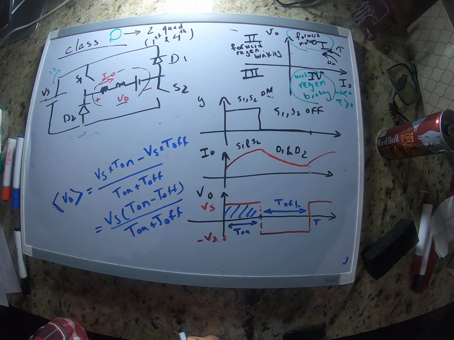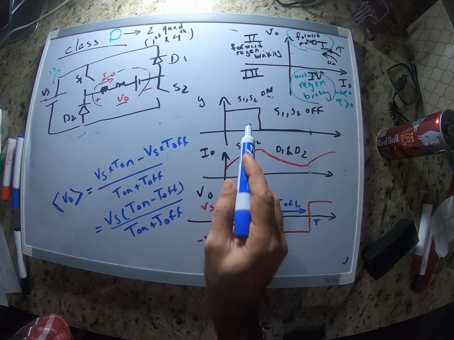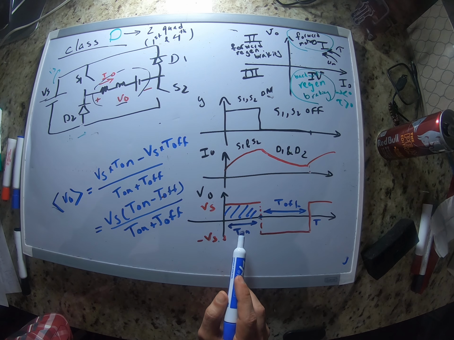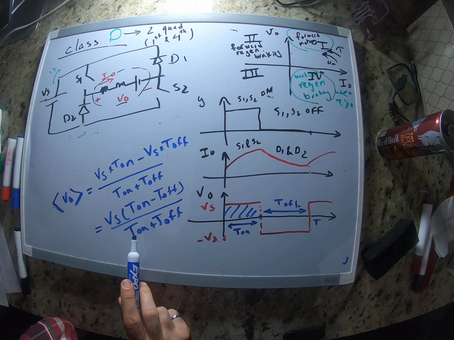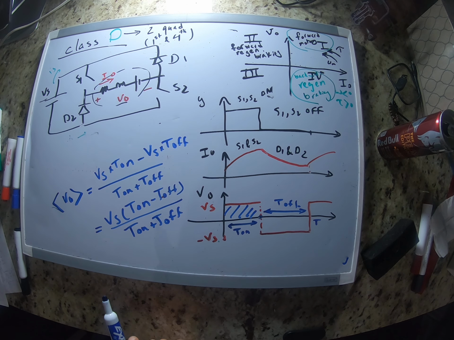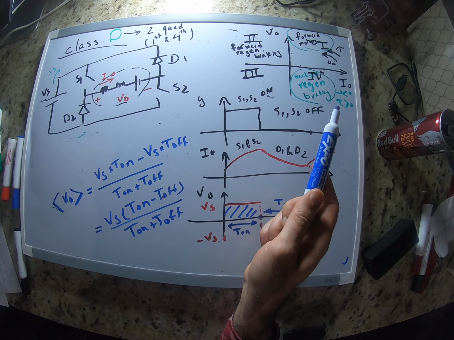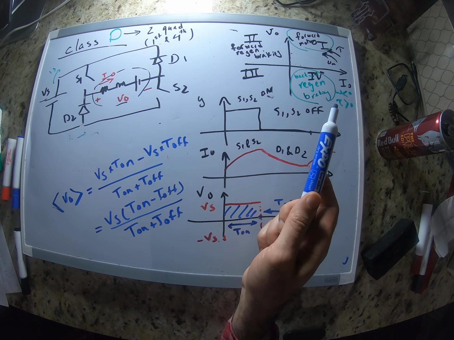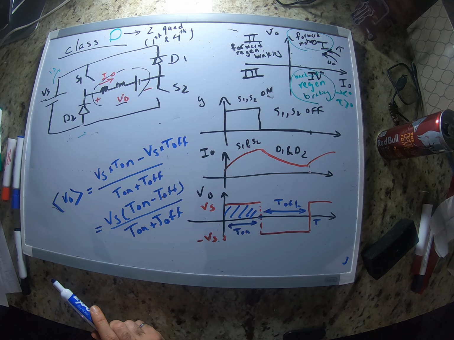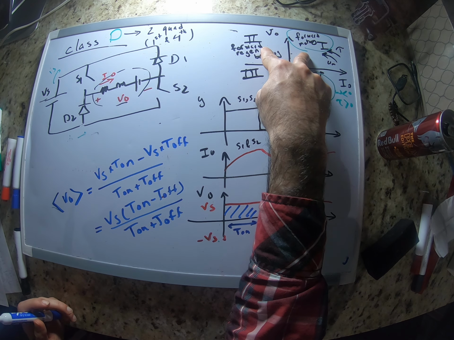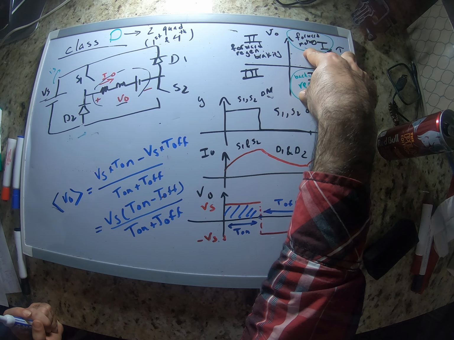Okay, so it means that if the T on is bigger than T off, the average voltage is going to be positive. If T on is smaller than T off, the average voltage is going to be negative. Okay, and you can see that here we have both forward motoring and regenerative braking at the same time. Okay, so the difference between Class C and Class D is that Class C works in quadrant 1 and 2, but Class D works in quadrant 1 and 4.